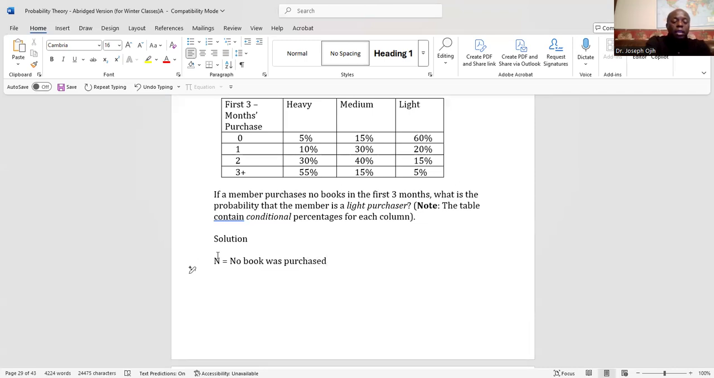Then I'm going to use L for light purchasers. I'm going to use M for medium purchasers. Then I'm going to use H for heavy purchasers.